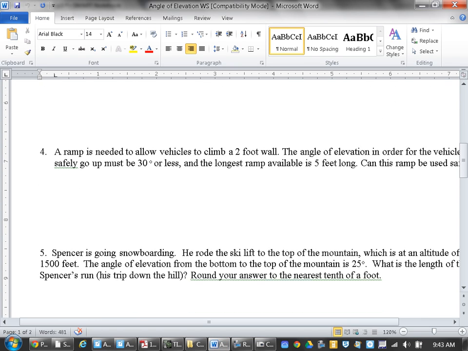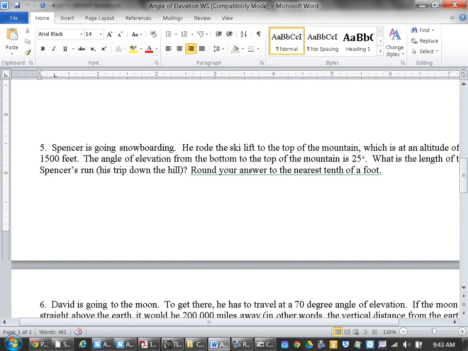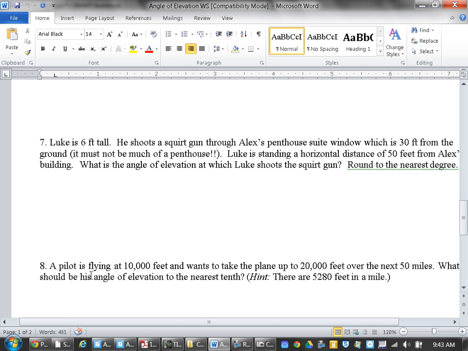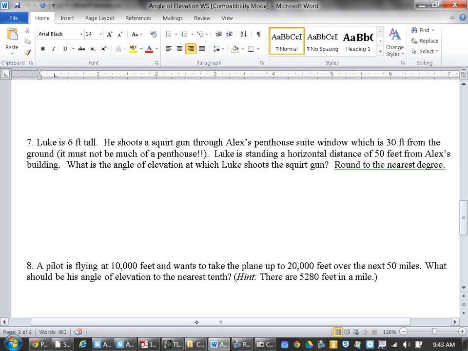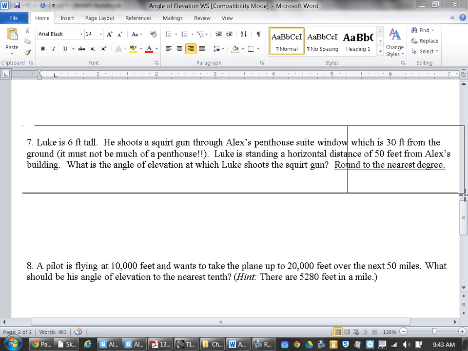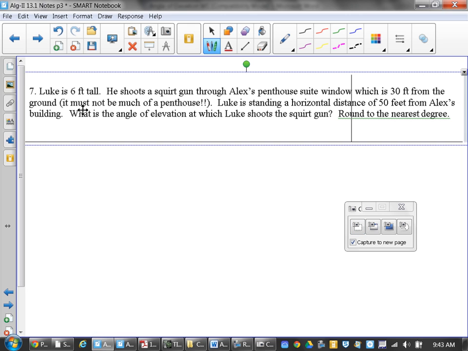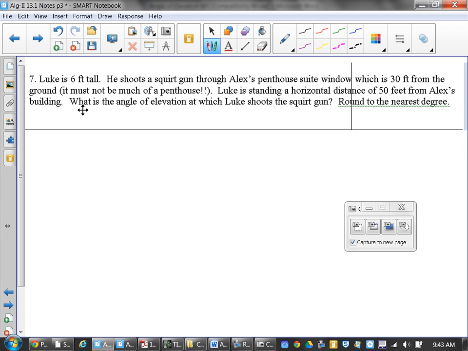Luke is 6 feet tall. All right, we'll do the loop one. That was fun. Sweet. 30 feet from the ground. Yes, the penthouse is 30 feet from the ground.